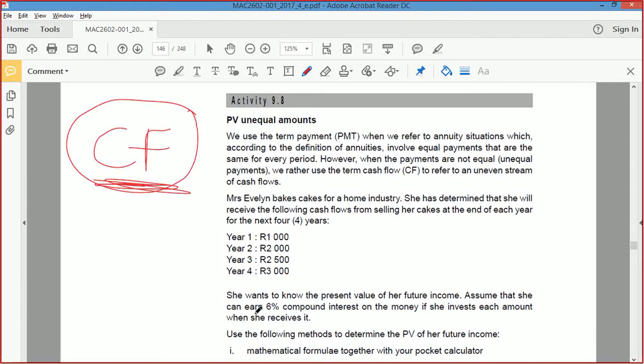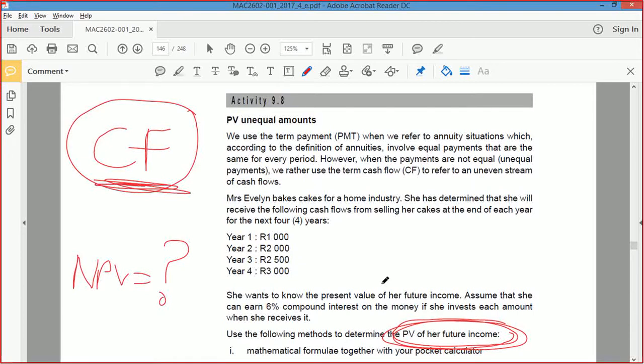Let's see. Can you work this out? We want to know what do we want to know? The present value, that's it. Present value of the future income. In other words, net present value equals question mark. Okay, can you use your calculator to get the NPV? Yes, sir. So first thing, tell me what you're doing.